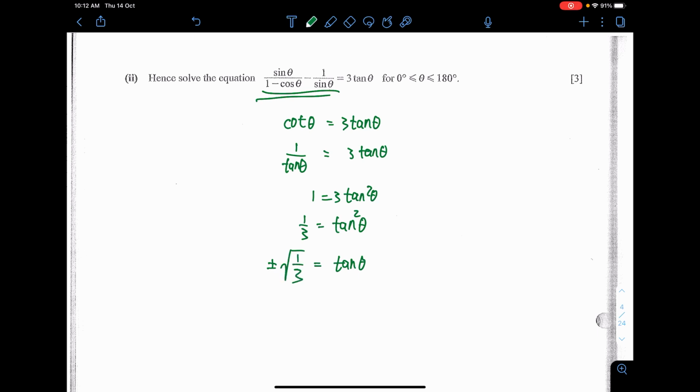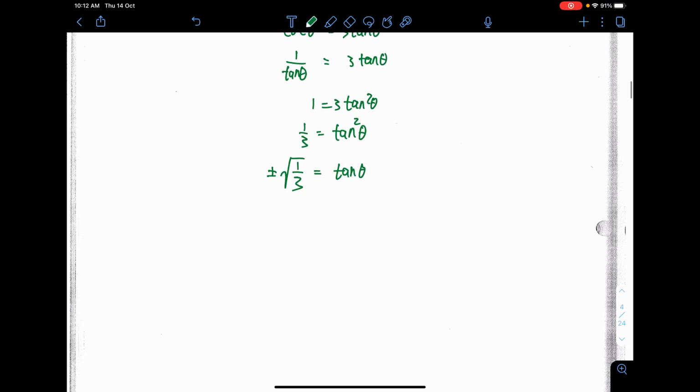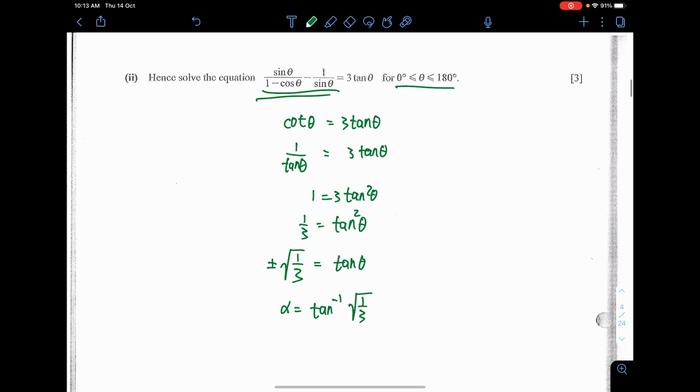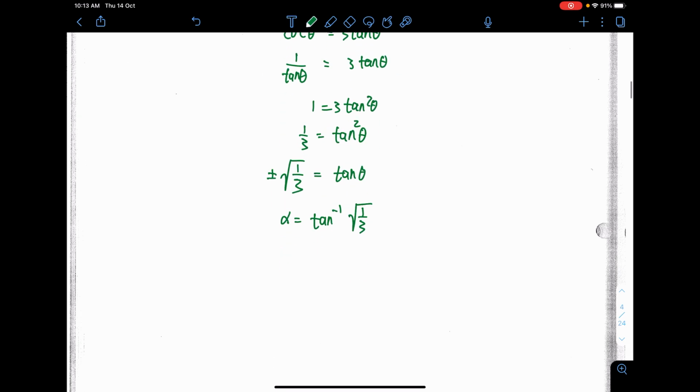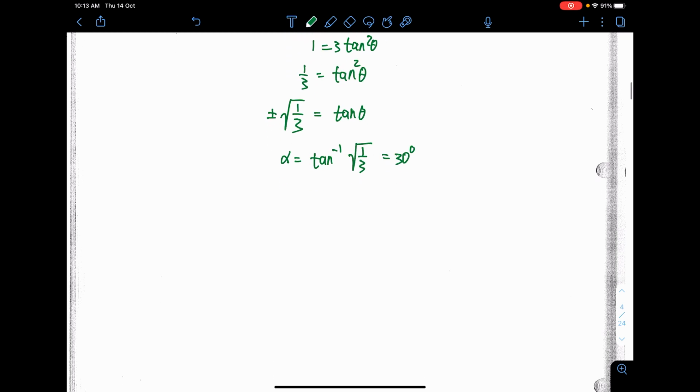Now the next thing that you need to do from here is to find out the basic angle. We call this alpha. This is done by doing tangent inverse of root 1/3. The question mentioned degree mode, so you had better use degree mode in your calculator. Key in tangent inverse of root 1/3. That will give you 30 degrees as the basic angle. Now mind that you need to separate this answer into two.